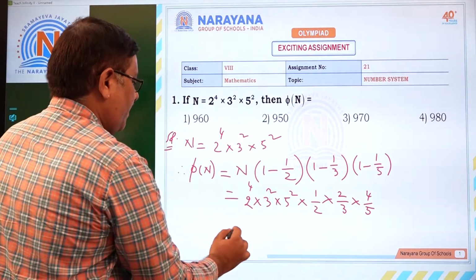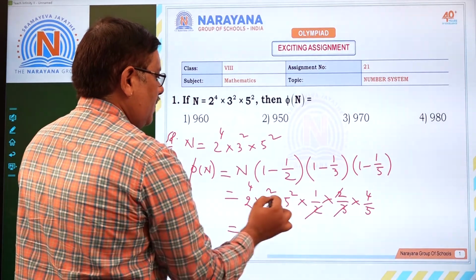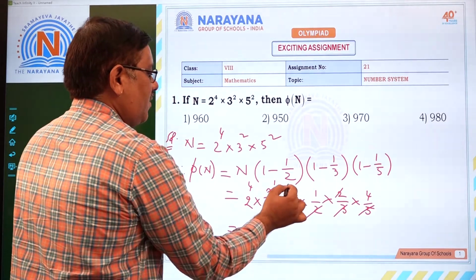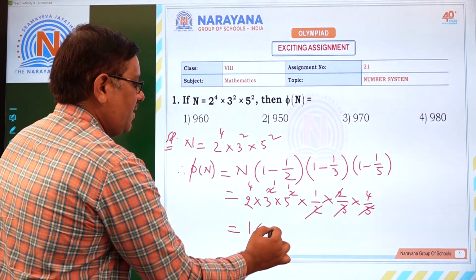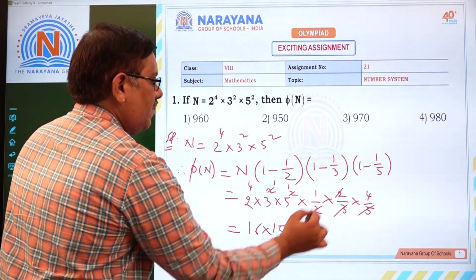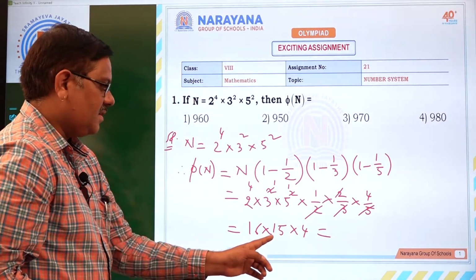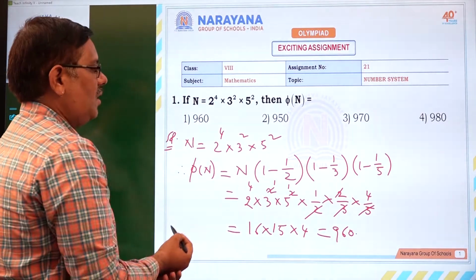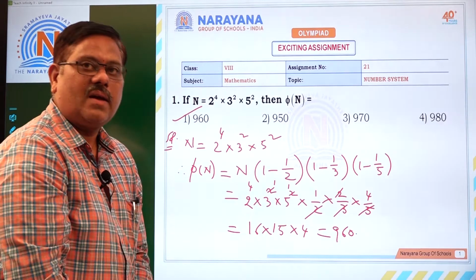Okay, if you simplify, here the 2 cancels. 3 and square means we'll have 3 remaining here. 5 cancels here, 5 remains over here. It is 2 power 4, that is 16, into 3 fives are 15, into we have 4. That is going to be 4 into 15 is 60. 60 times 16 is 960. So out of the given 4 options, the first option is 960. So that is the right option.